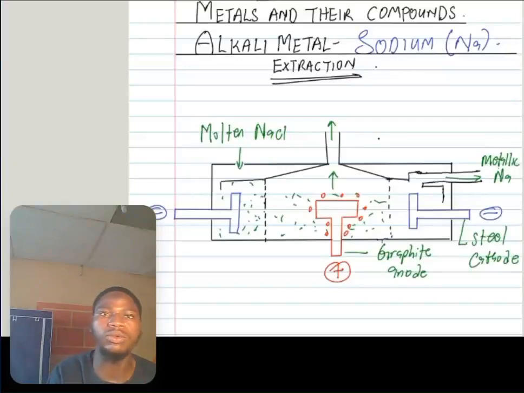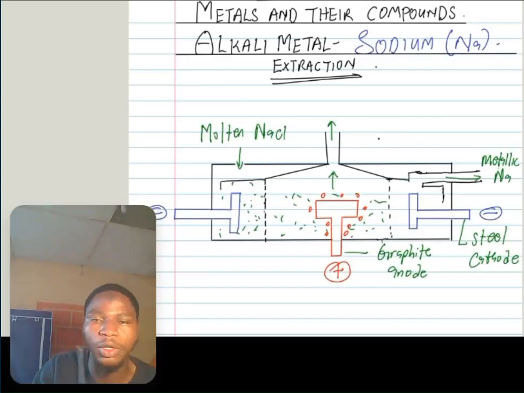We want to look at sodium in this video. Now, pay attention that sodium belongs to alkali metals, group 1 of the periodic table, because it has one valence electron in its outermost shell.